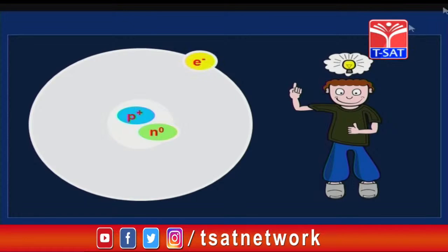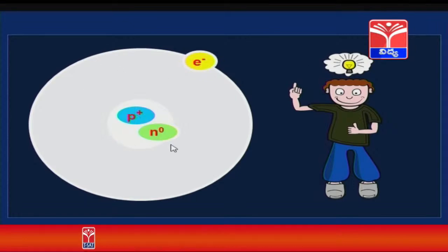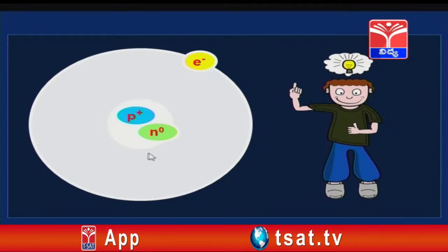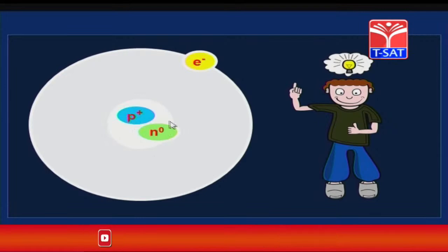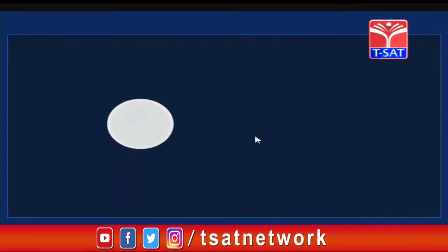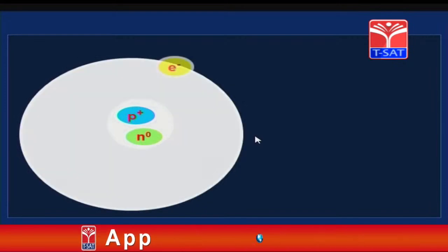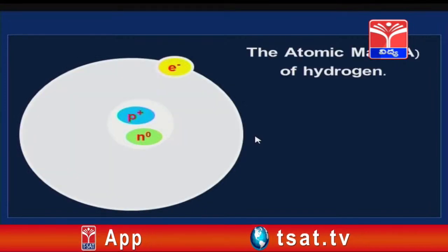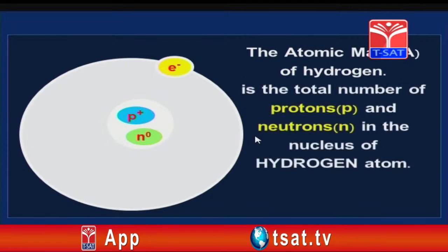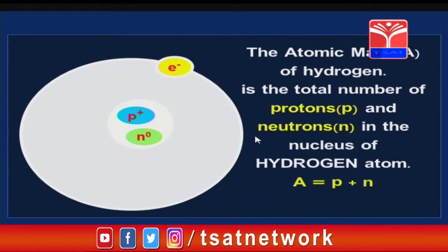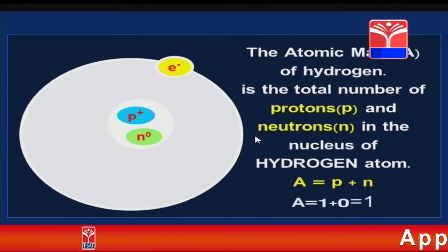Now, inside the nucleus what are present? Protons and neutrons. Now, what is their sum? Their sum is nothing but the number of protons and neutrons inside the hydrogen atom. It is the mass number. Let us observe once again, inside the nucleus one proton and one neutron. The atomic mass of hydrogen is the total number of protons and neutrons in the nucleus of the hydrogen atom, that is A equal to P plus N, number of protons plus number of neutrons.